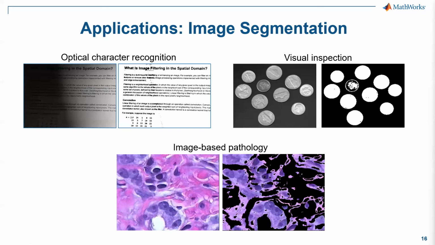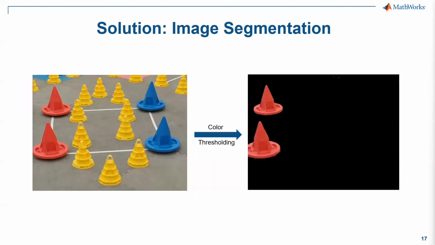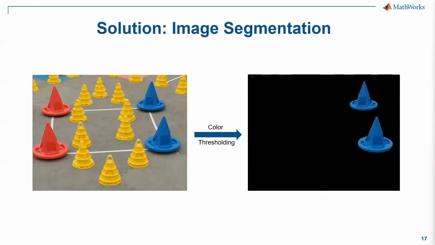Another application is optical character recognition. In the normal image, you cannot see the text, but if you extract it and apply some segmentation operations, you can see the text. Other applications are visual inspection, and image-based pathology, where you can count and segment what is cells and what is the other substance in the image. Also, you can do some thresholding. So for example, here you are separating the cones that are red, yellow, or blue.